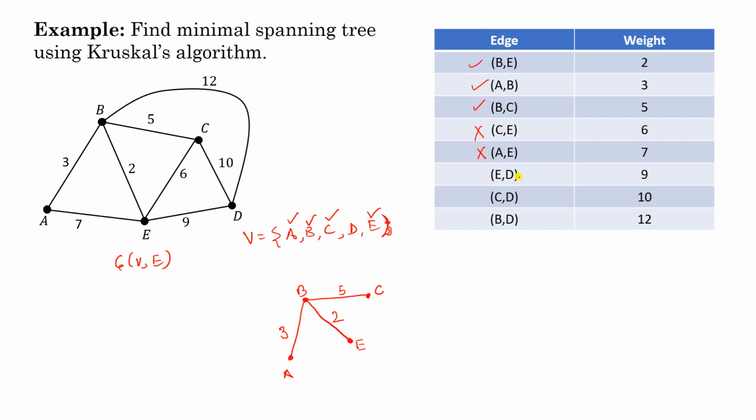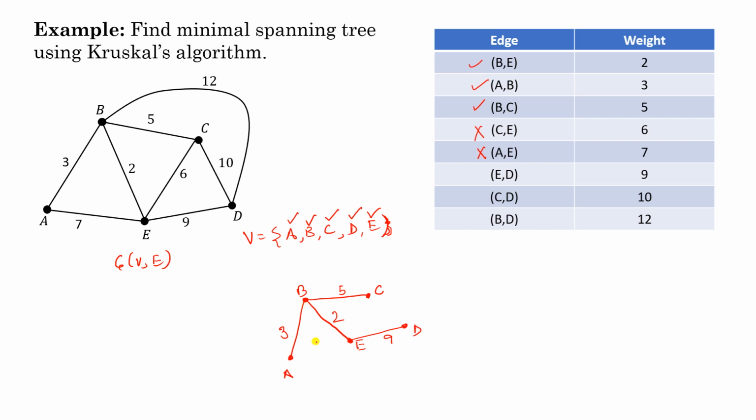The next edge is ED. If you include ED, no circuit will be formed. It means you can add this edge ED. The weight of this edge is 9. The corresponding vertices are E, which is already marked, and D. Now you have to mark D. All the vertices are marked. It means your process is terminated. You don't need to go through the selection of all the remaining edges. The process is terminated because all the vertices are traversed.